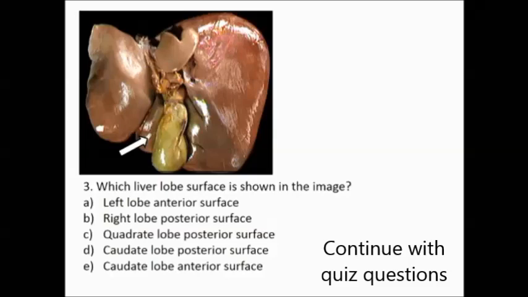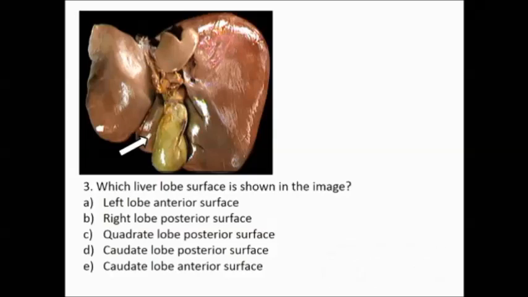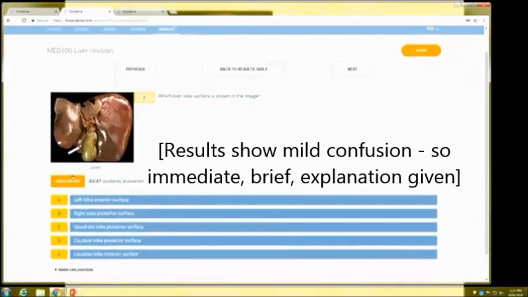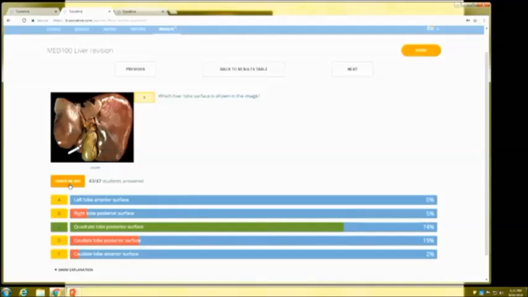Which liver lobe surface is shown in the image? Question 3. Oh, this will be over quickly at this rate, won't it? Enough people have answered, I think. So how do we do? A little bit of confusion. A little bit of confusion on the liver lobes.